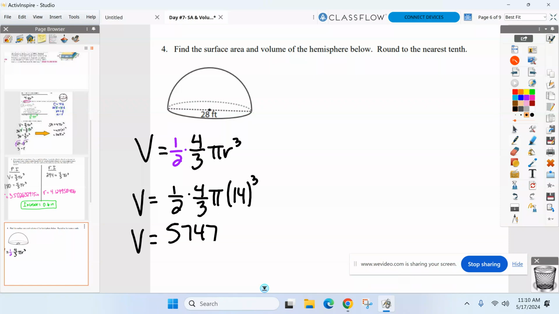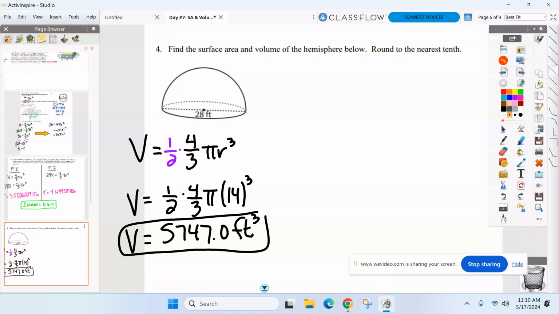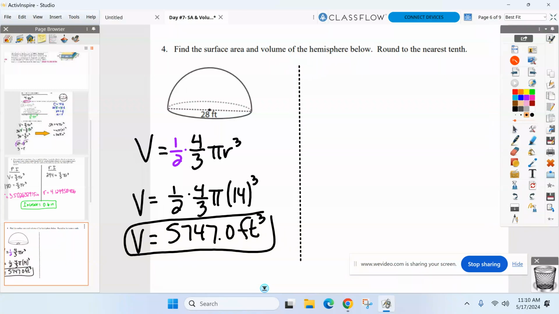$5,747. Always have that little 0.0. If it's there, fine. If not, it's fine too. Make sure that's cubic feet for us. Cubic feet. Shoom. All right, you ready now?